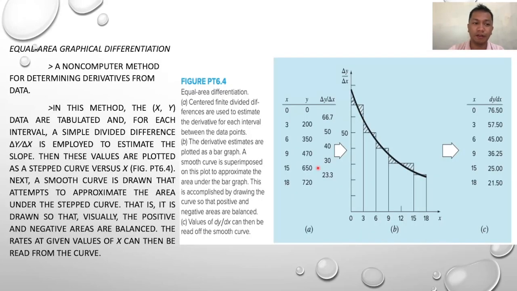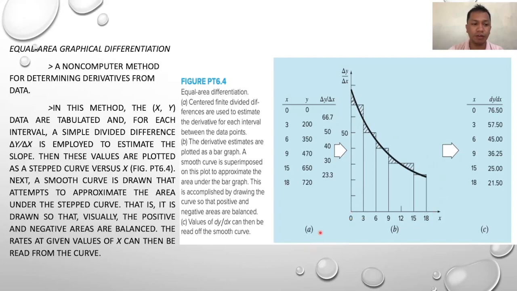A non-computer method for determining derivatives from data is what we call equal area graphical differentiation. In this method, the x-y data are tabulated, and for each interval, a simple divided difference, delta y over delta x, is employed to estimate the slope. Then these values are plotted as a step curve versus x that can be seen in this figure.